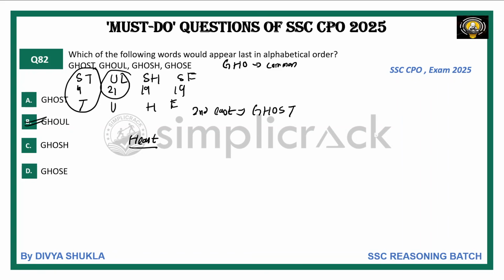Then I just use the last letter, that is U, because U is the last letter, that means Ghaul would appear last in the alphabetical order. Suppose I am asking you what would be the first one to appear? The first one would be this, goes. This one would be the first one because you are having E here. That is why this would appear first. I hope this is clear.